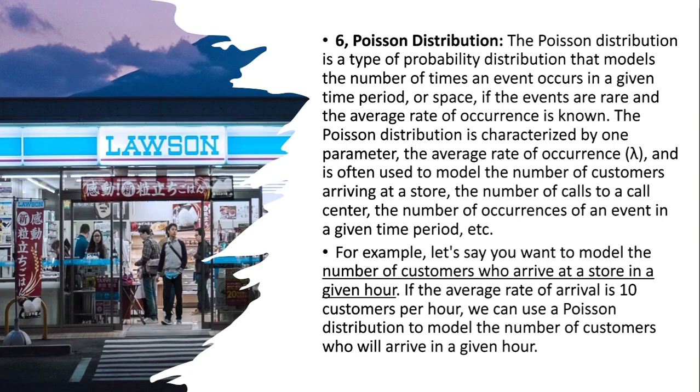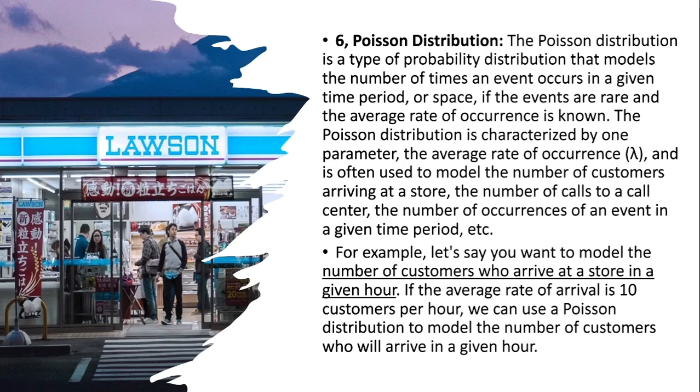occurs in a given time period, or space, if the events are rare and the average rate of occurrence is known. The Poisson distribution is characterized by one parameter, the average rate of occurrence, lambda, and is often used to model the number of customers arriving at a store, the number of calls to a call center, the number of occurrences of an event in a given time period, etc.